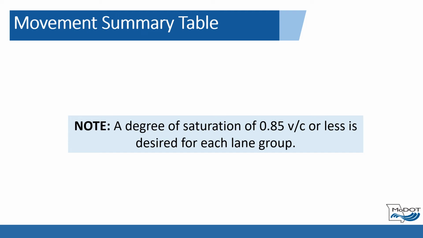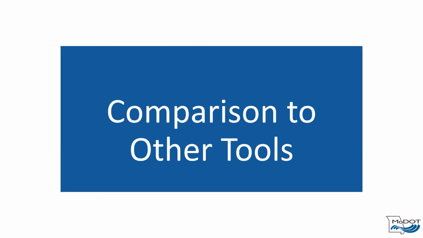Reminder, a degree of saturation of 0.85 VC or less is desired for each lane group. If the degree of saturation is greater than 0.85, then the analyst is encouraged to perform sensitivity analysis to determine the influence of volumes on roundabout delays and queues. Now, let's compare SIDRA to other traffic software tools.